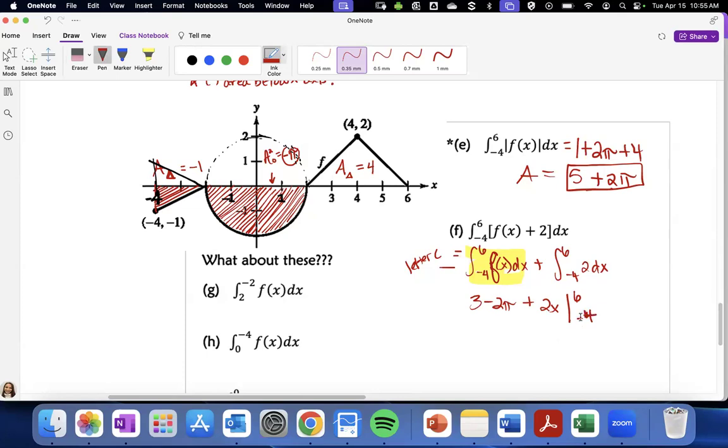So this is going to be 3 minus 2 pi plus 2, you plug in the 6 first, f of 6 minus f of -4, f of b minus f of a. So 12 minus -8, yeah? So this is going to be 3 minus 2 pi plus 12 plus 8 is 23, right? 23 minus 2 pi.